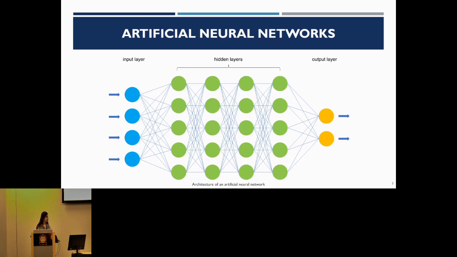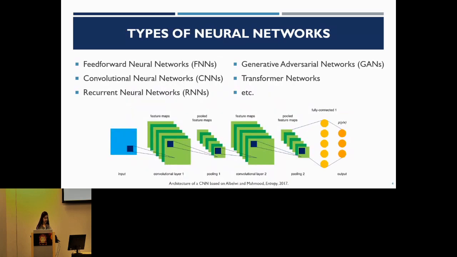There are numerous types of neural networks. There's feed-forward neural networks, which are used for standard classification and regression tasks. There's convolutional neural networks, which are used for image recognition and computer vision applications. Recurrent neural networks, which are suited for sequential data like text. Generative adversarial networks, which can be used to generate synthetic data. And transformer networks, which can be used to capture global dependencies in sequential data.